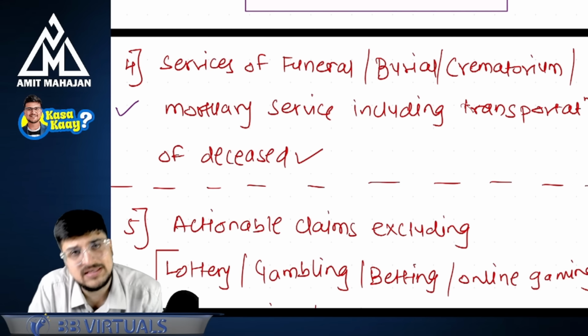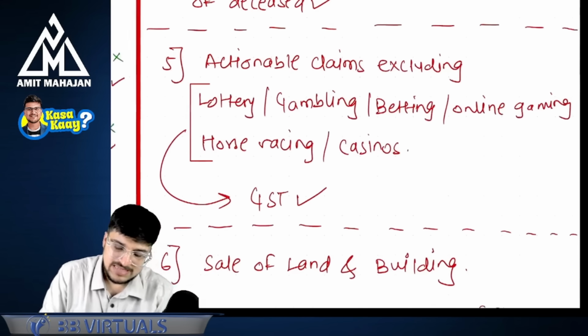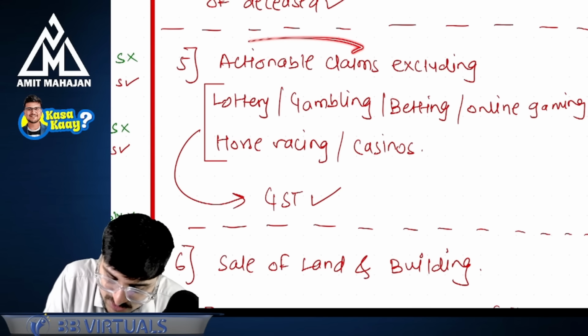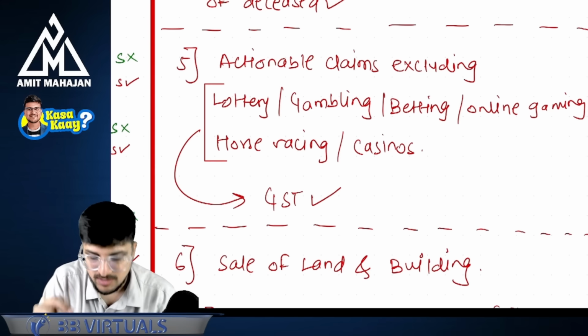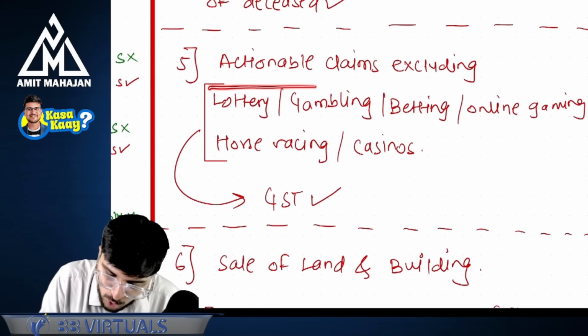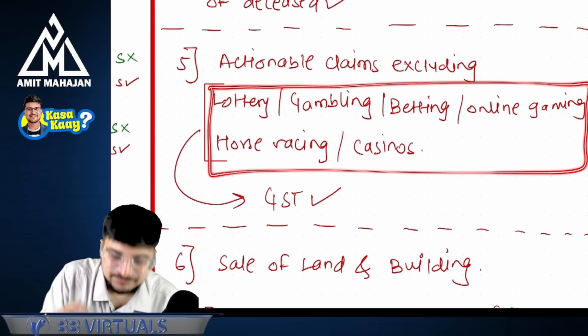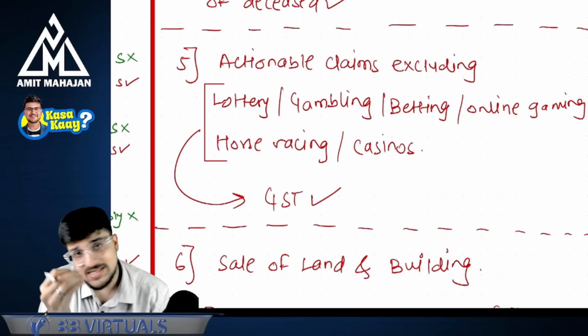Understanding? 4 points we have seen in negative list. Fifth point is actionable claims. They have excluded actionable claims. You will not charge GST on actionable claims, excluding, which means on this GST will be applicable.